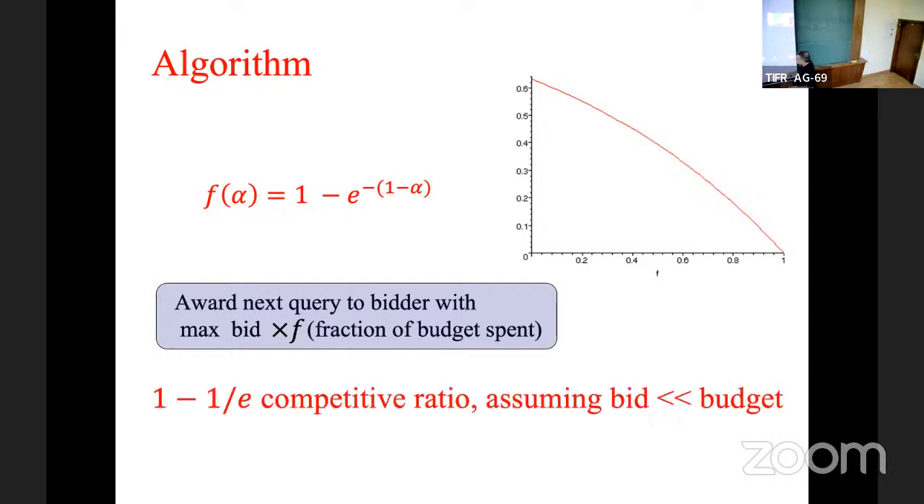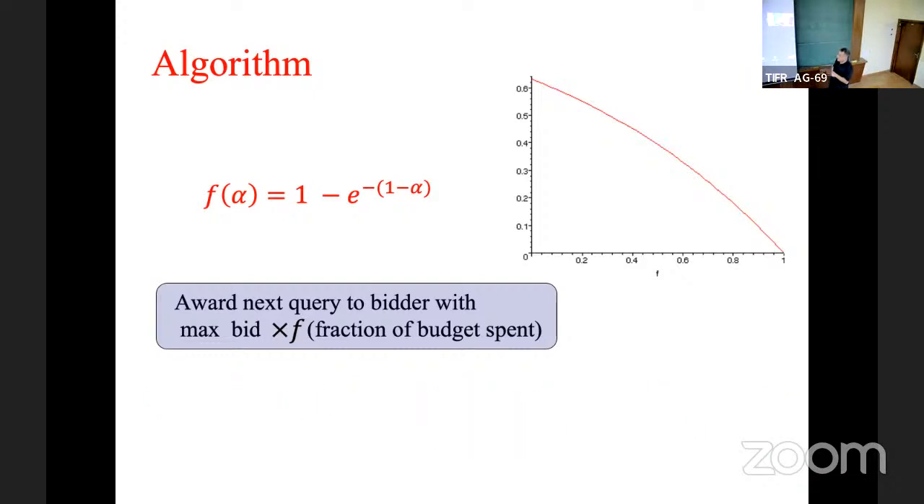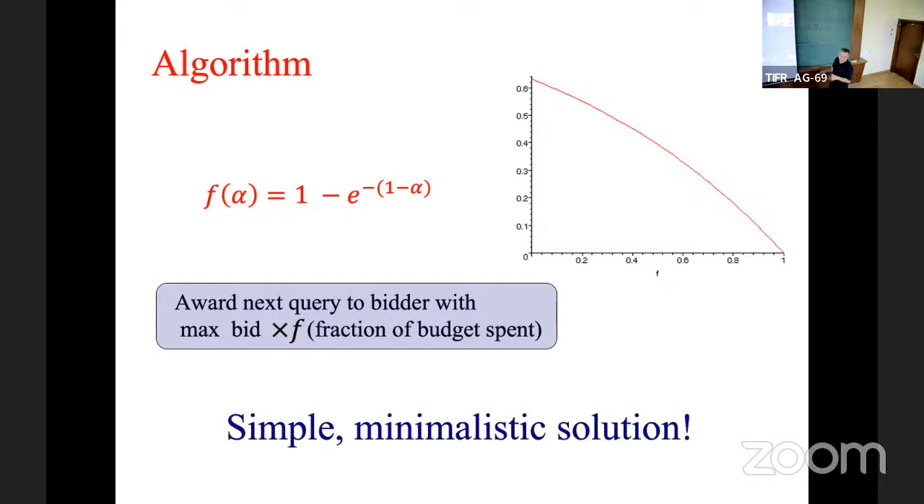Okay, and this algorithm has a competitive ratio of 1 minus 1 over e, provided bids are small compared to budgets in this case. Otherwise, all bets are off. But as you can see, this one is optimal again, and it's minimalistic. It is what was needed. It's minimalistic in terms of computational power, memory, communication, everything.